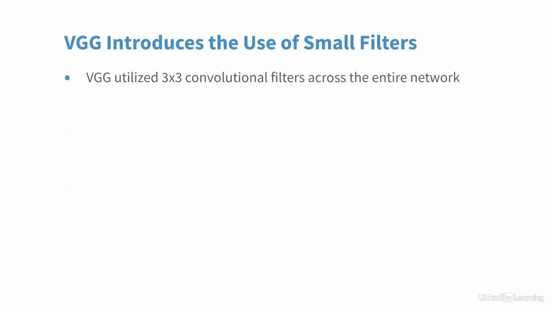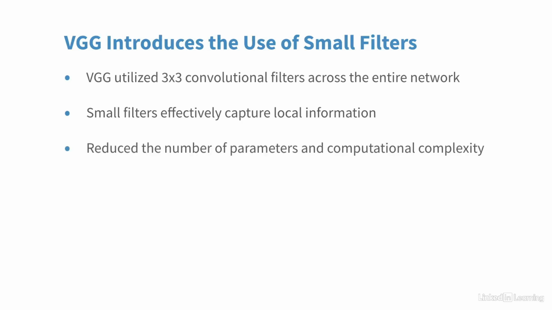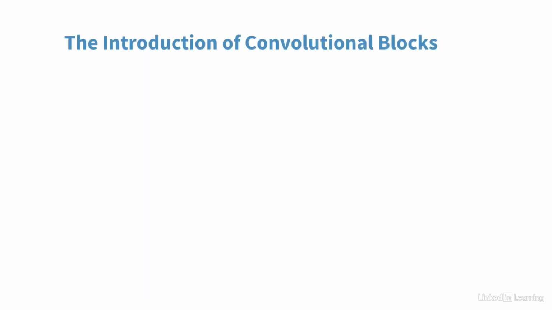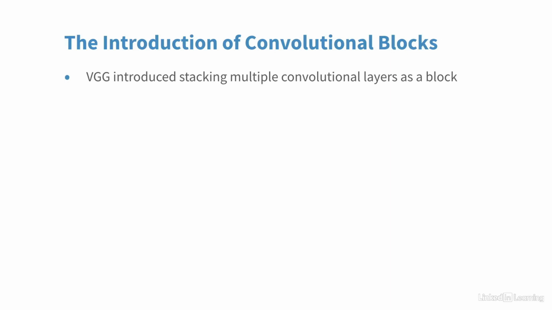VGG used smaller filters. It used 3x3 convolutional filters throughout the entire network. This differed from some previous architectures which used larger filters. VGG demonstrated that the small filters could effectively capture local information while reducing the number of parameters and computational complexity, a practice that has become standard in modern architectures. The use of small filters helped reduce the number of parameters and computational complexity while maintaining the network's ability to capture complex patterns.